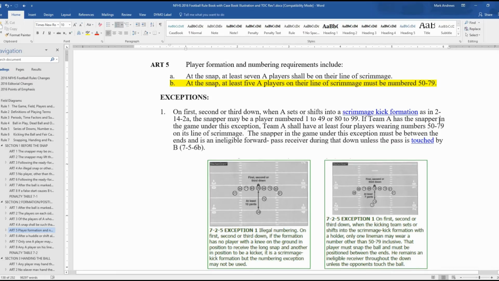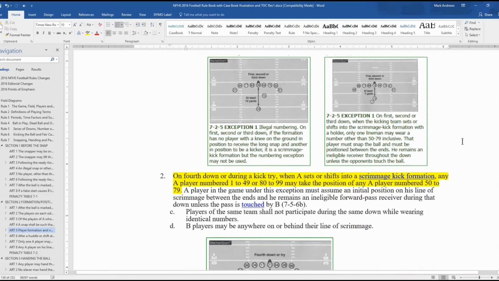Why do we care if a team is in scrimmage kick formation? It's because there are specific rules and exceptions that apply to this formation. So let's take a look at Rule 7-2-5-b. That rule says that at the snap, at least 5 A players on their line of scrimmage must be numbered 50 to 79. Now, there are 2 exceptions to that rule. We're going to talk about the second one.